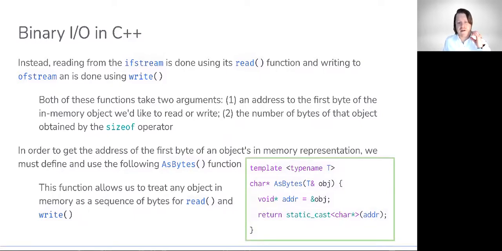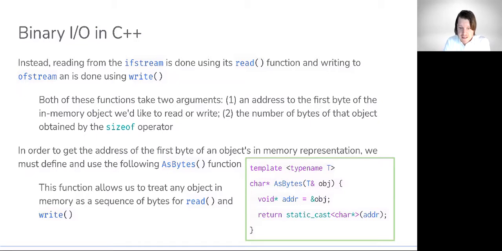In order to get the address of the first byte of an object's in-memory representation, we're going to have to define this function called as_bytes. Now, I don't expect you to understand what this function's necessarily doing at this point. All I expect is that you understand that you have to use it to get the address of the first byte of the in-memory object that we'd like to read or write to.